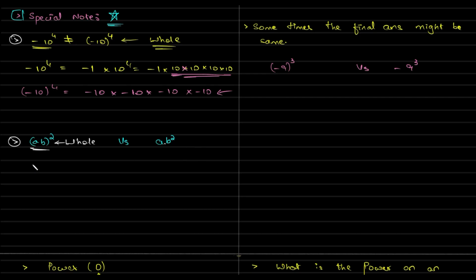So what does that mean? Let me write it down. AB whole square means AB has to be multiplied 2 times, the first time and the second time, while AB square is A into B into B. Okay, very important difference. You guys need to understand this.